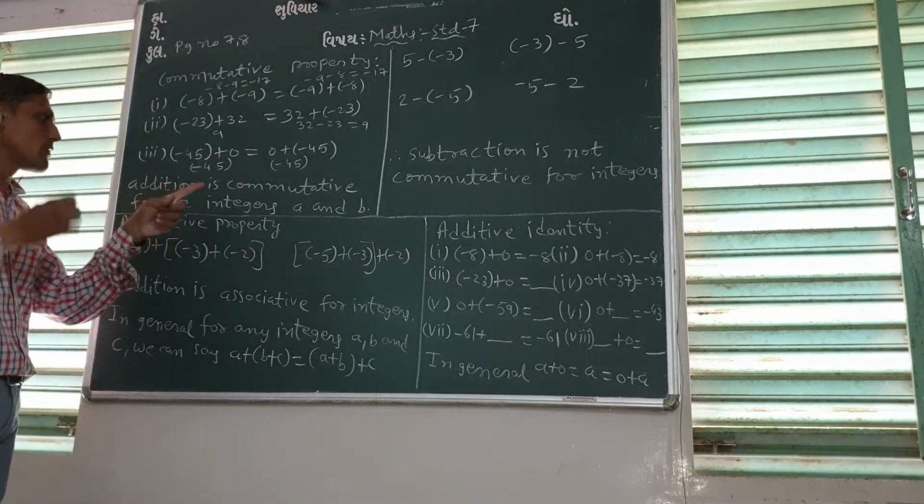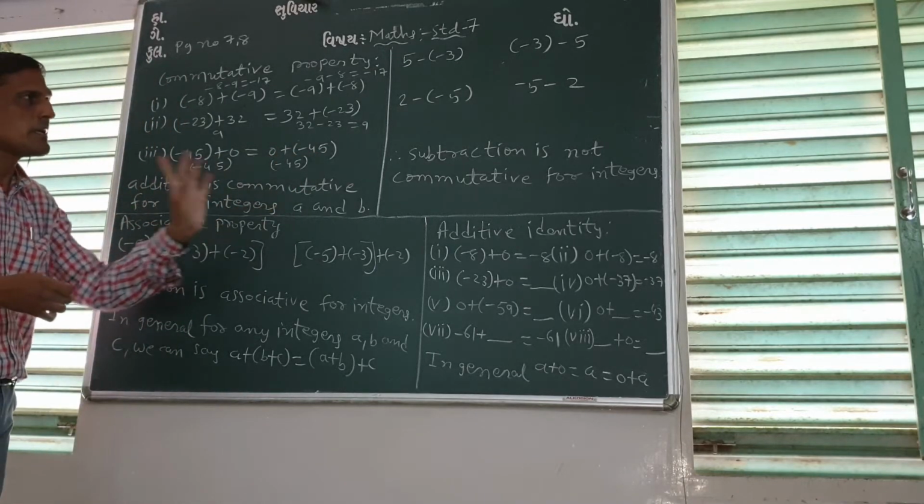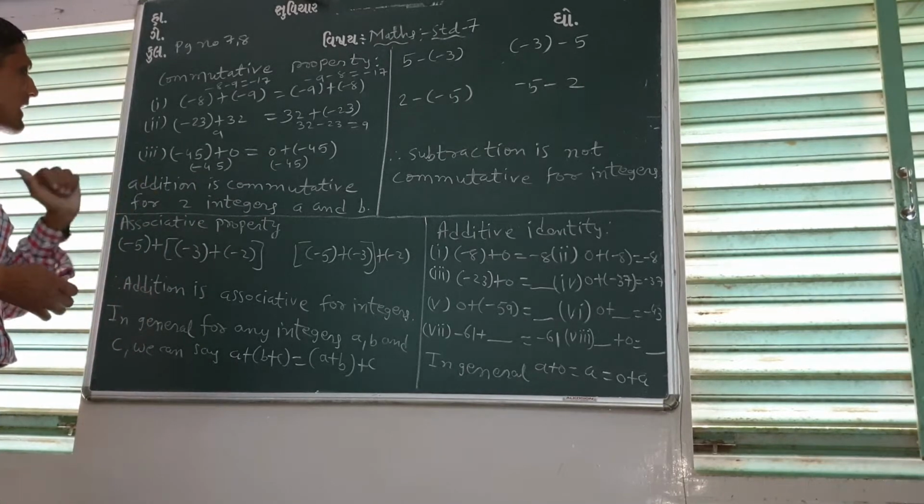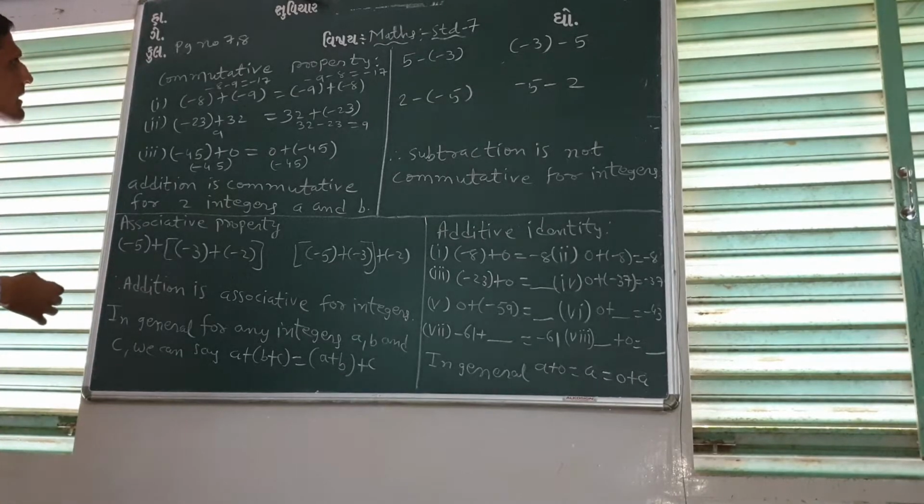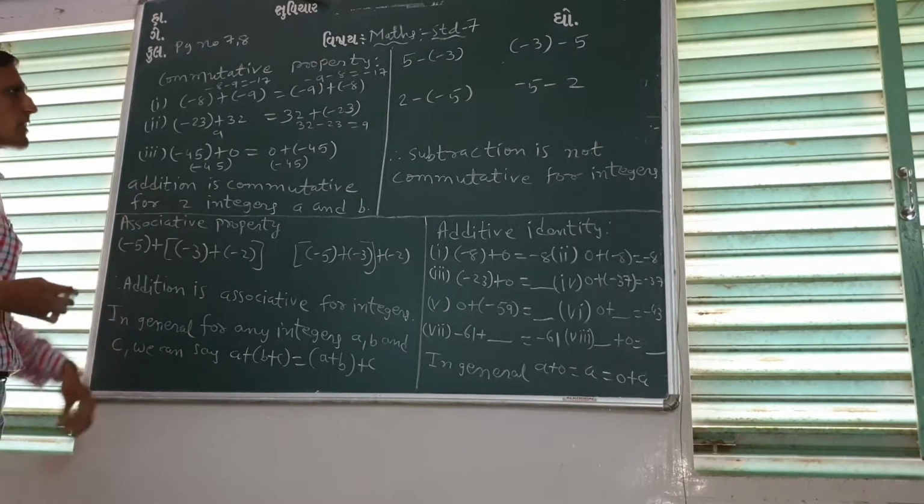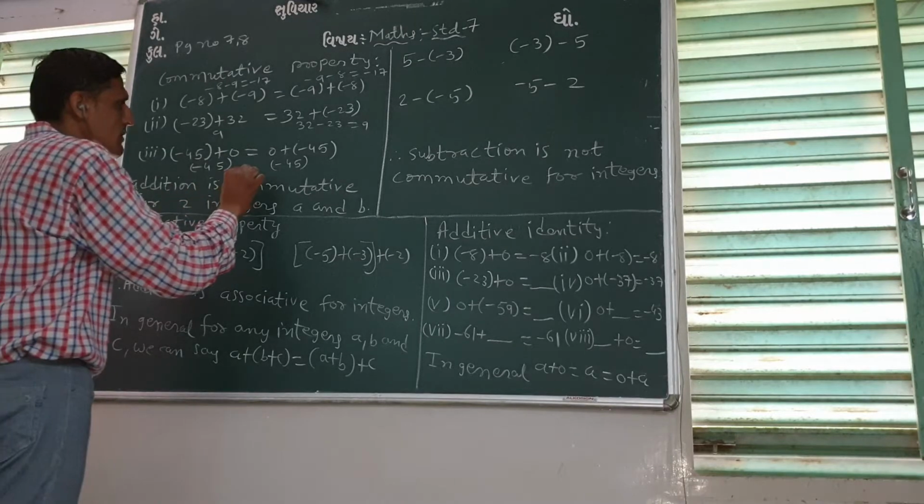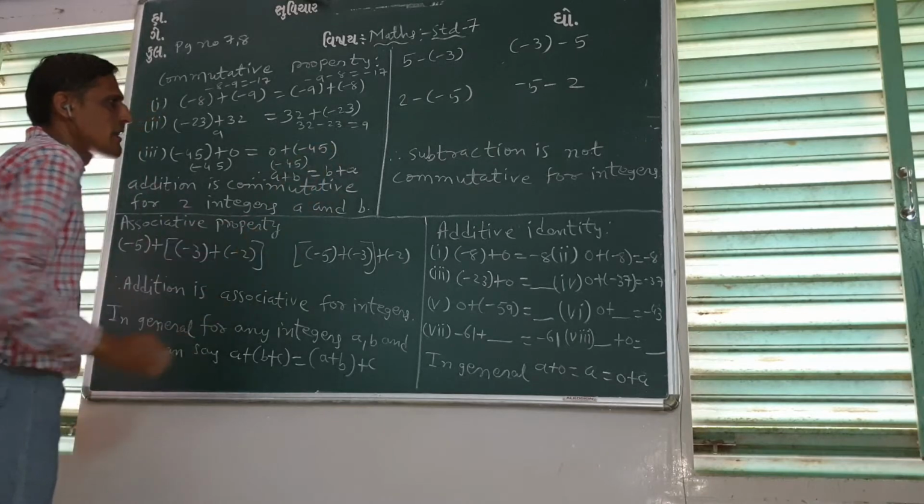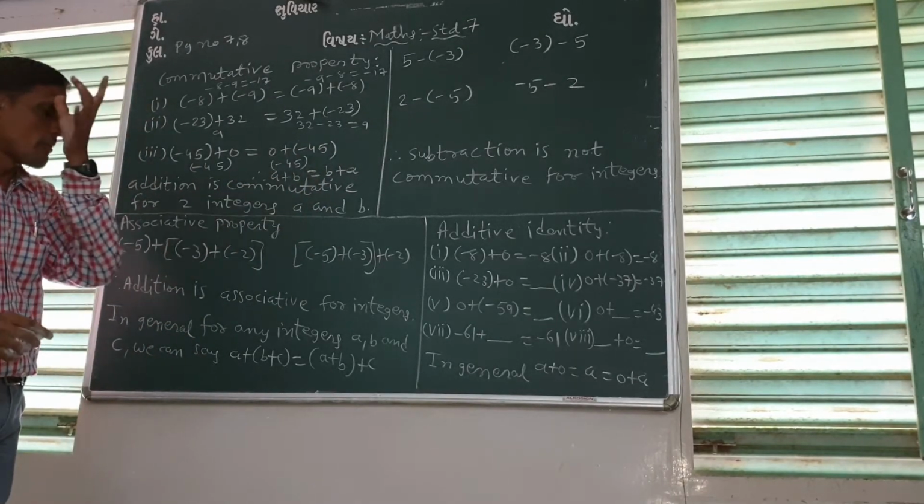So addition is commutative for two integers a and b, right. कोई भी दो इंटीजर्स के लिए एडिशन क्या हुआ है? कम्यूटेटिव है, राइट. And in general we write what? A plus b is equal to b plus a, right. This is called a commutative property.